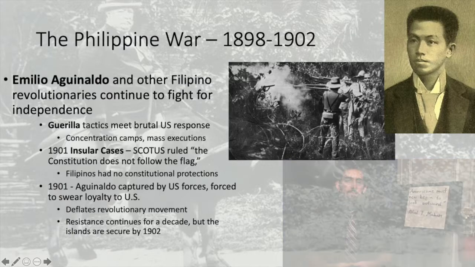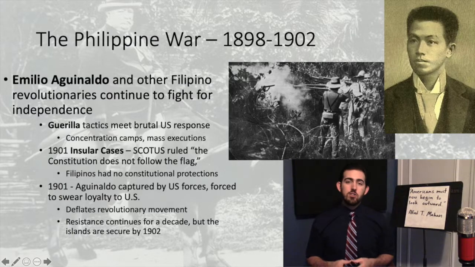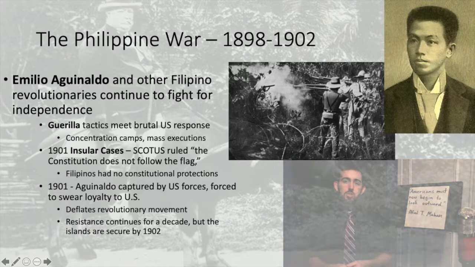The turning point in the Philippine insurrection came in 1901, when Emilio Aguinaldo was captured and forced to take an oath of loyalty to the United States. Without its leader, the revolutionary movement collapsed, and while resistance did continue for much of the next decade, American control of the islands was secured by 1902.